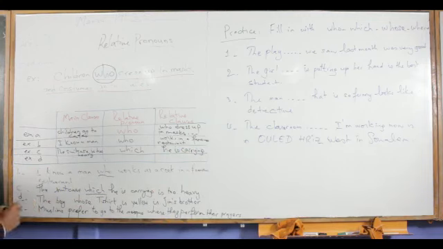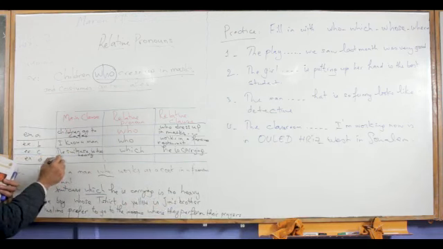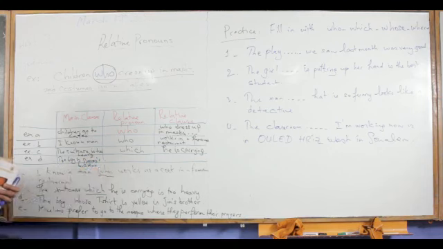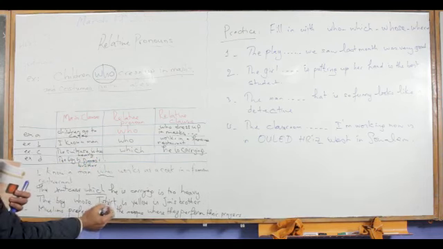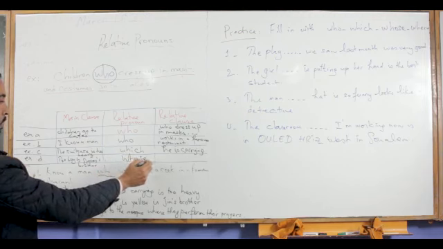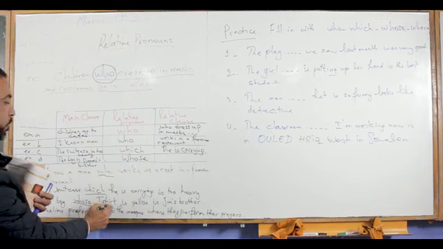Example D. The boy whose shirt is yellow is Jim's brother. Again, the main clause here is this: the boy is Jim's brother. The relative pronoun used here is this word, whose. And the relative clause, T-shirt is yellow.